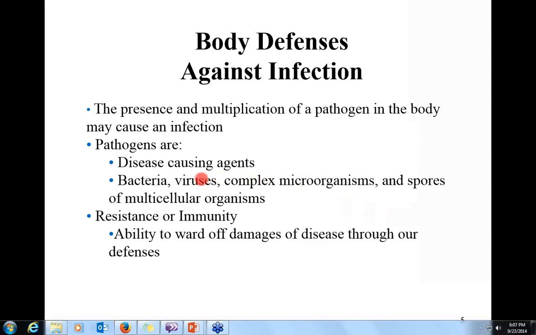Now, not all of these bacteria, viruses, microorganisms, or spores are disease-causing agents, and that's a good thing because we would be dead if they were. What resistance and immunity is referring to is the ability to ward off the diseases through our defense system. So what we're going to be talking about is how our body defends against pathogens.